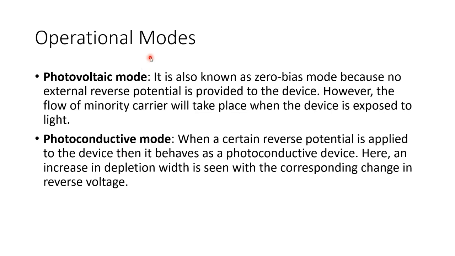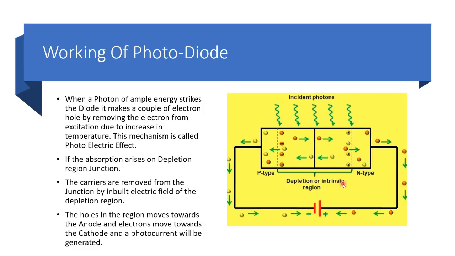So the operational modes: there are two kinds of operation mode. The basic one is photovoltaic mode, which is the zero bias mode, where no external reverse potential is provided to the device. However, when light is incident on the device, the minority carriers will flow and the current is produced. It is lower than in photoconductive mode, since in photoconductive mode we apply a reverse or external potential that increases the size of the depletion area, and more charge is produced and more current is produced.